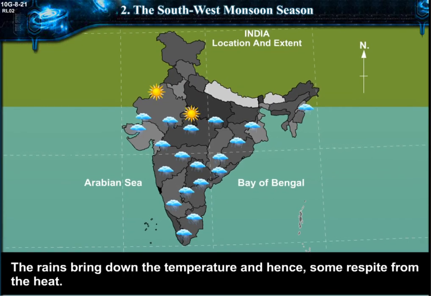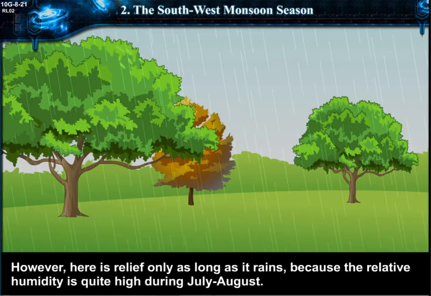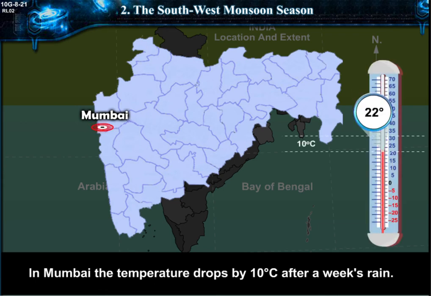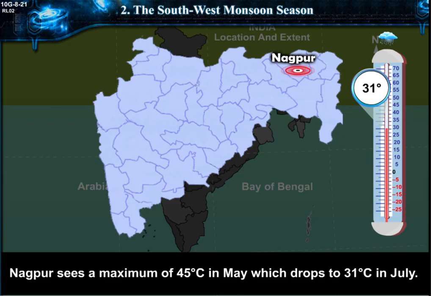The rains bring down the temperature and hence some respite from the heat. However, there is relief only as long as it rains because the relative humidity is quite high during July-August. In Mumbai, the temperature drops by 10 degrees Celsius after a week's rain. Nagpur sees a maximum of 45 degrees Celsius in May, which drops to 31 degrees Celsius in July.